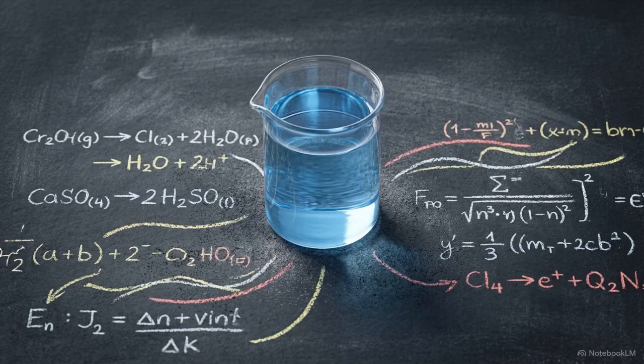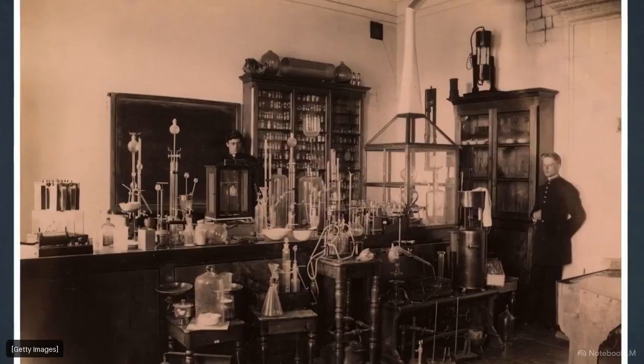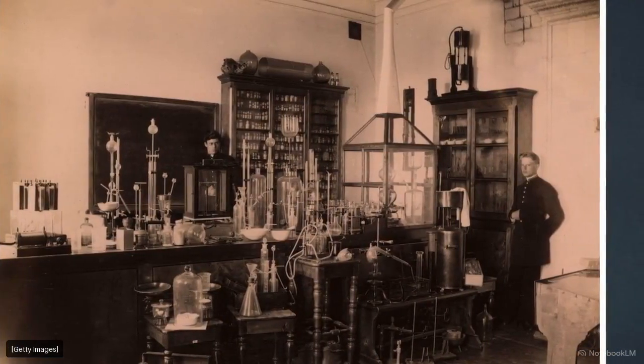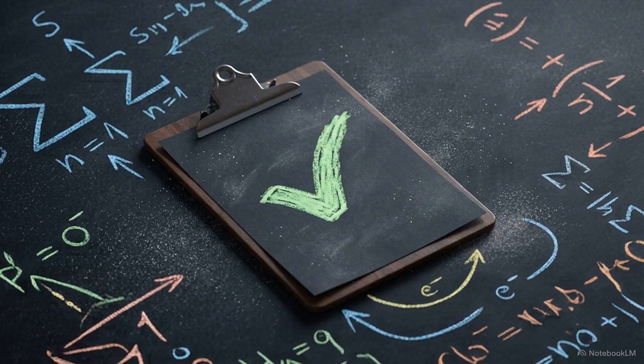To measure that decay, we have to start at perfection. This photograph shows a vintage chemistry lab, the exact kind of rigid environment where scientists measure the standard electrode potential. This is the baseline theoretical power of a battery measured under flawless conditions. Achieving this standard measurement requires strict rules.